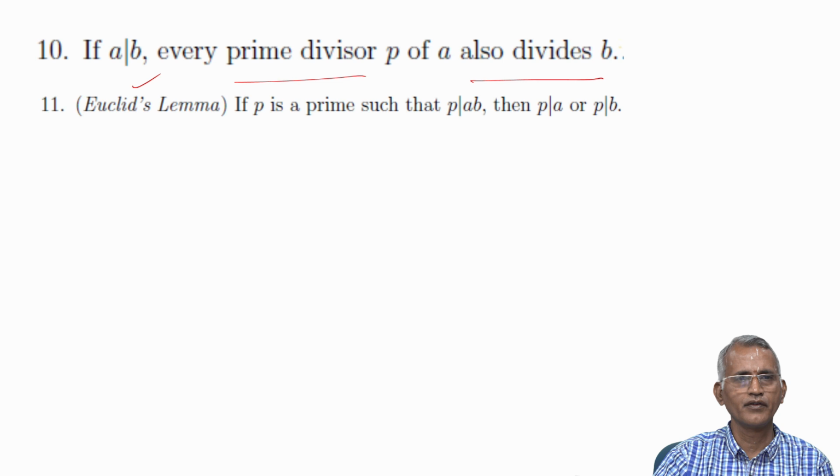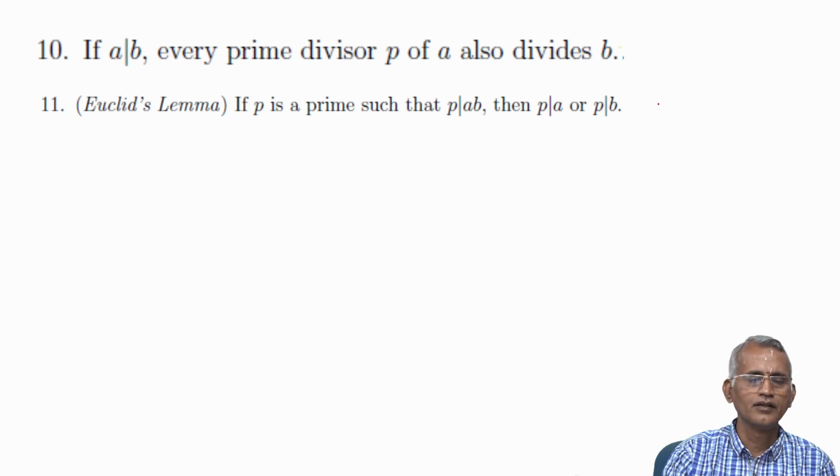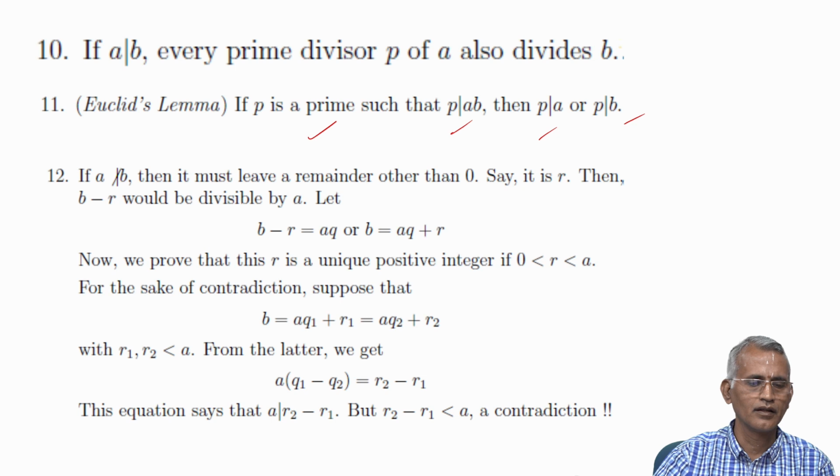Next comes Euclid's lemma. Euclid's lemma says that if P is a prime such that P divides AB, then P divides A or P divides B. If A does not divide B, then it must leave a remainder other than 0.